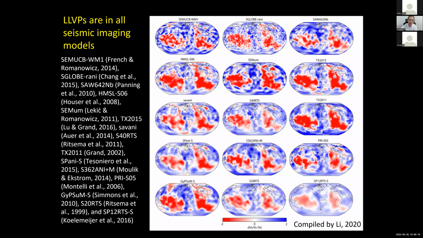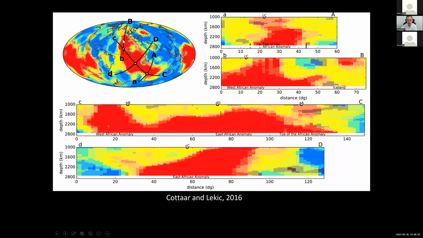Here are some cross sections of the tomography model, and it looks really complex. Different cross sections show different morphology, and one of the questions we ask ourselves is what controls the morphology of these two LSVPs, because LSVPs are shaped by mantle convection. So we think that by understanding the morphology of the LSVPs, we can learn a lot about the nature of mantle convection and the physical properties of the deepest mantle.